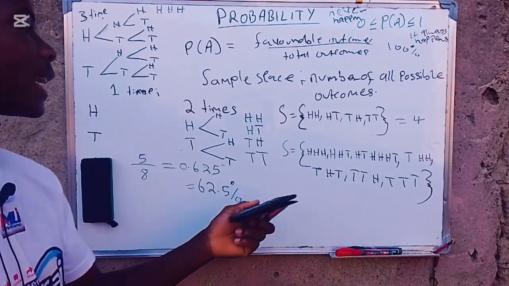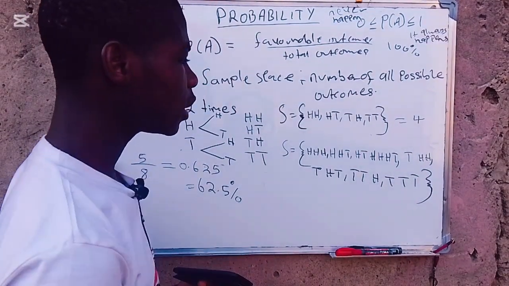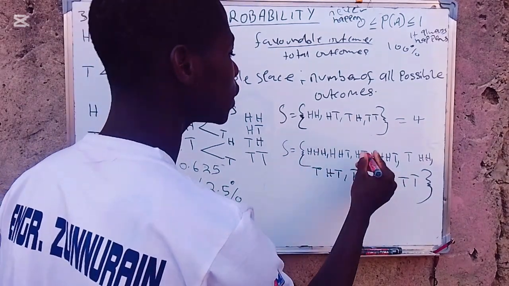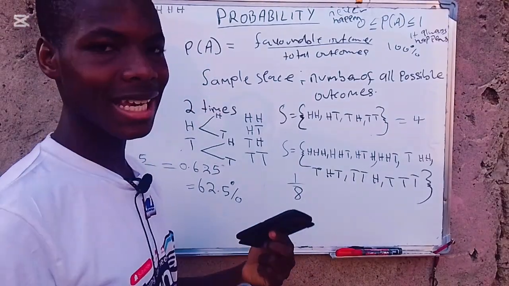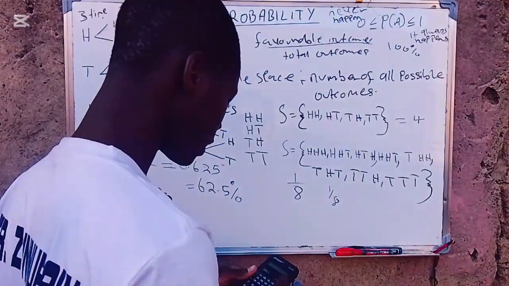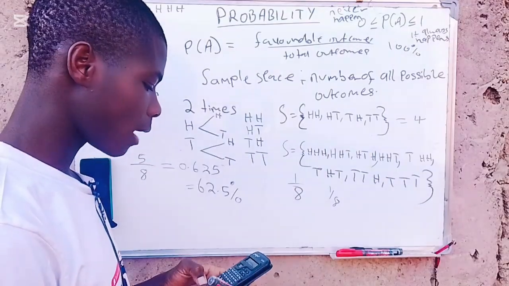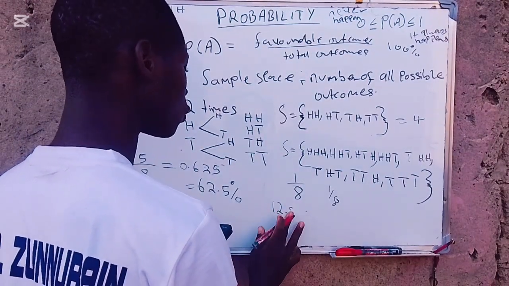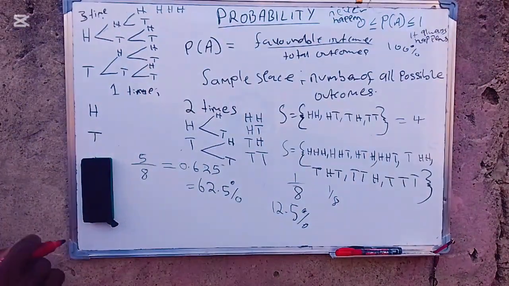So what about at least getting 3 heads? The probability of getting at least 3 heads is only 1. So I have to say 1 divided by 8. The probability of at least getting 3 tails is also 1 over 8. What will be the chances? If I say 1 divided by the value of 8, which is 0.125, and I multiply by 100, which is 12.5% chances. So this is not much harder.